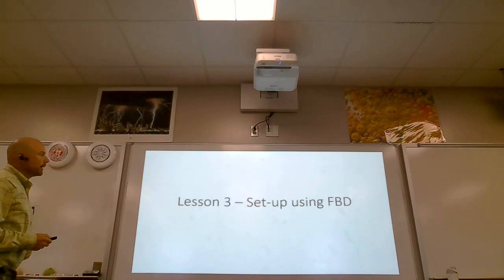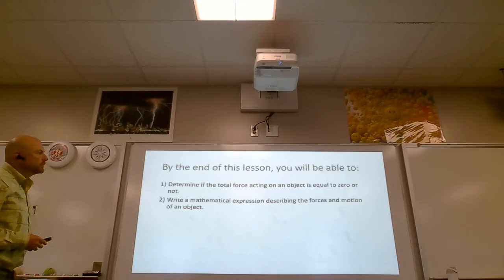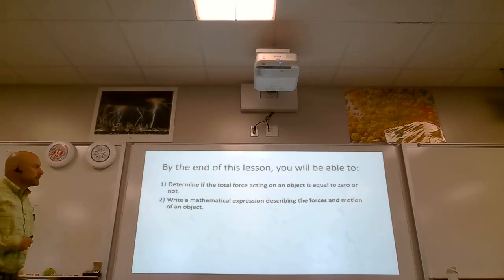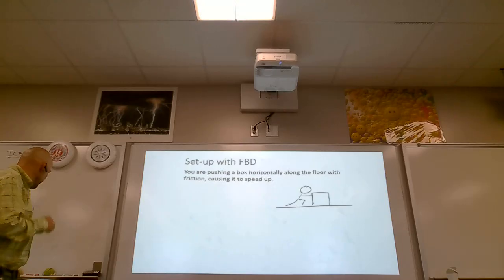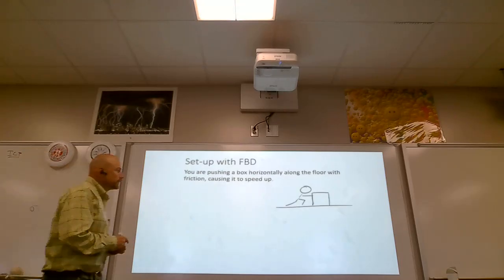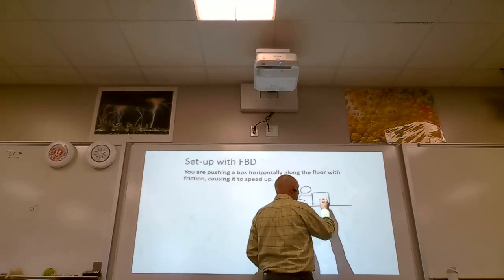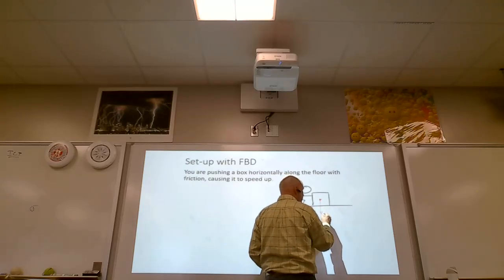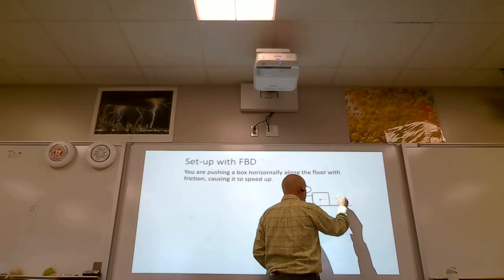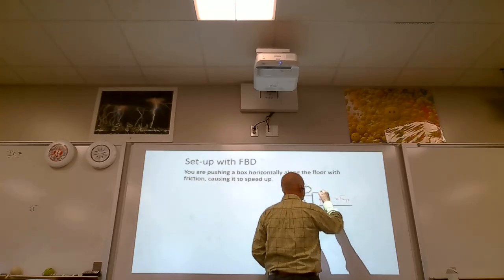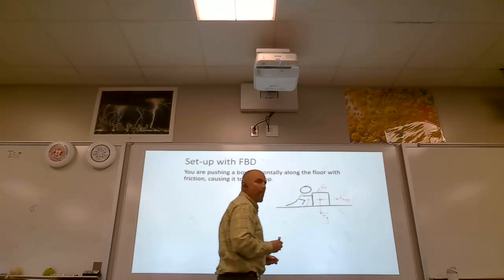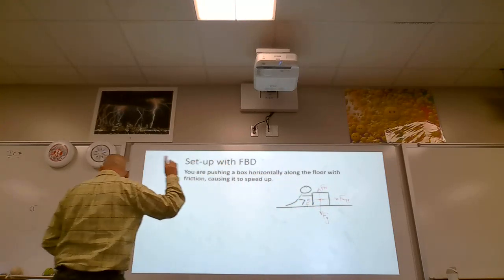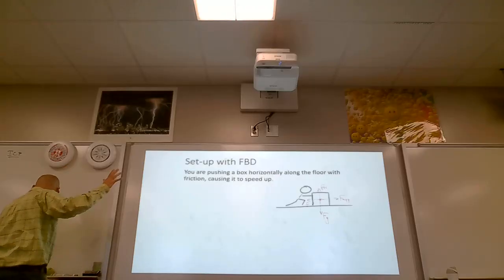Okay, so today we're going to determine if the total force acting on an object is equal to 0 or not, and write a mathematical expression describing the forces and motion of an object. So if we do a free body diagram of this box, you have force of gravity, applied force, normal force, and friction. Okay, that is step 1 of 5.